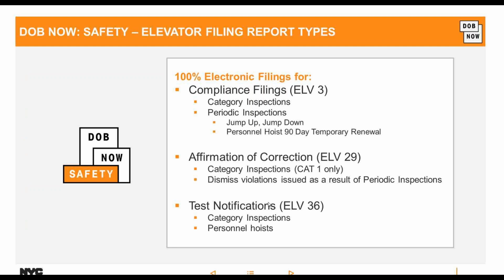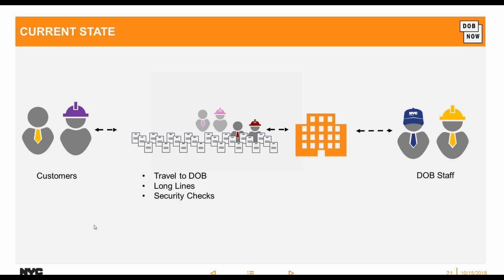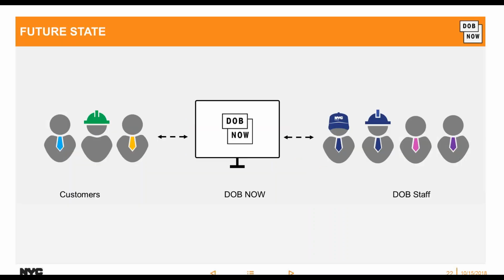So again, elevator filing report types, electronic filing is 100%: compliance filing, ELB3, affirmation of corrections, ELB29, and test notification, ELB36. Customers in the current state travel down to DOB, wait in long lines, go through security checks, to talk to the DOB staff. In the future state, customers can go online. You can go online at home or wherever you have access to a computer, and that information will be sent electronically over to the DOB staff.